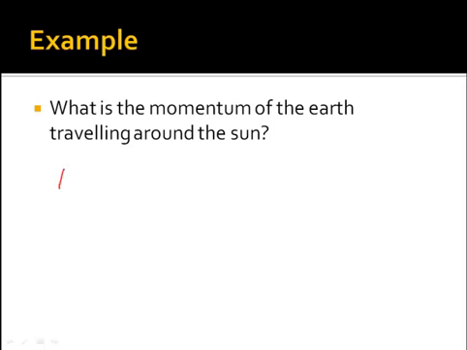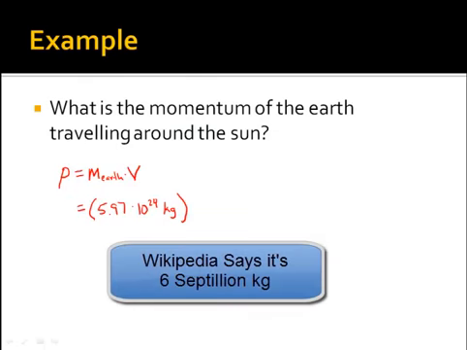To begin, we'll calculate momentum is the mass, but we need the mass of the Earth, times its velocity as it travels around the sun. The mass of the Earth is a huge number. You can look it up in the back of your textbook if you'd like. There it's listed as 5.97 times 10 to the 24th kilograms. That number's so huge, I don't even know how to say it except for by using scientific notation.